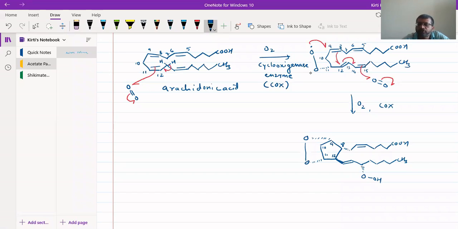This belongs to, as you remember, it is a PGG. This PGG में यहाँ पे double bond at 5 position पे and double bond at 13 position पे. तो दो double bonds होने की वजह से ये हमारा PGG2 होता है. So we have PGG2 from arachidonic acid in 2 steps. We had 2 peroxides.